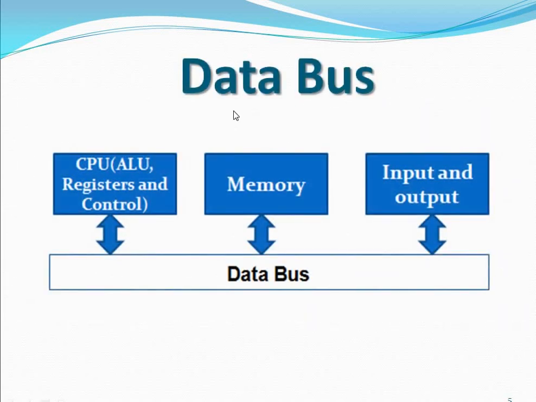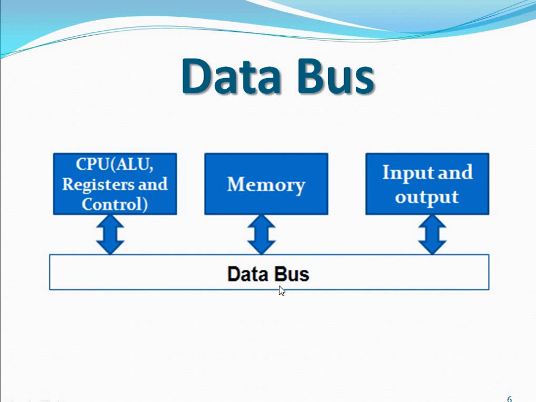Now the question is, what is data bus? Data bus is a collection of wires through which the data is transmitted from one part of a computer to another. This bus connects all the computer components to the CPU and main memory. It is a bidirectional bus.